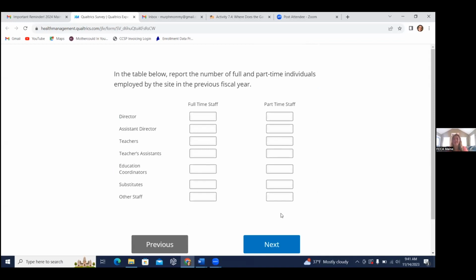Okay, so now they ask us how many part-time and full-time individuals. I would say they typically have 1 director. We'll do 1 part-time director, assistant director. And then we have 6 classrooms, so maybe we have 6 lead teachers and 6 assistants. All right, let's do that. And then we'll give them 2 part-time substitutes, and maybe other staff, like someone who helps in the kitchen or office. We'll do one other, part-time.